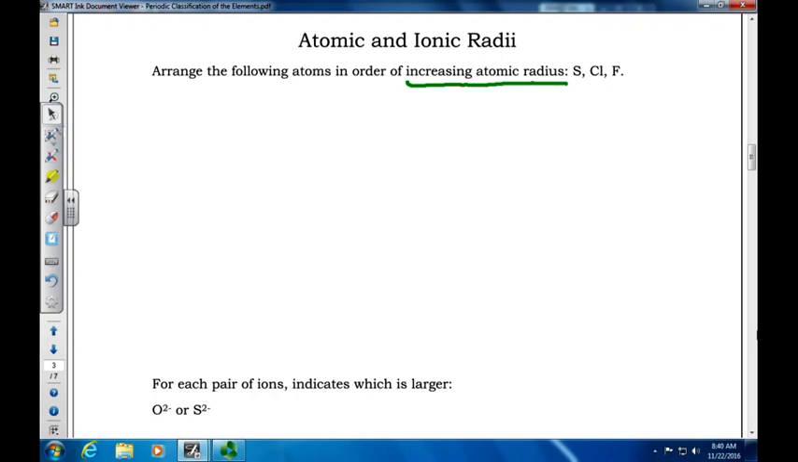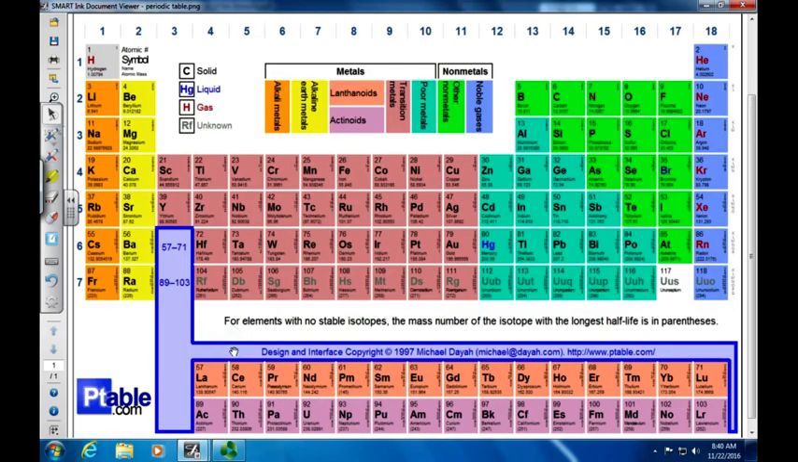So let's have a look at a periodic table real quick. This is a periodic table from ptable.com. I highly recommend you use it. It's interactive, but I just took a screenshot of it so that we could use it in this example. So we have fluorine, chlorine, and sulfur that we're trying to identify which one has the greatest radius, which one has the least.